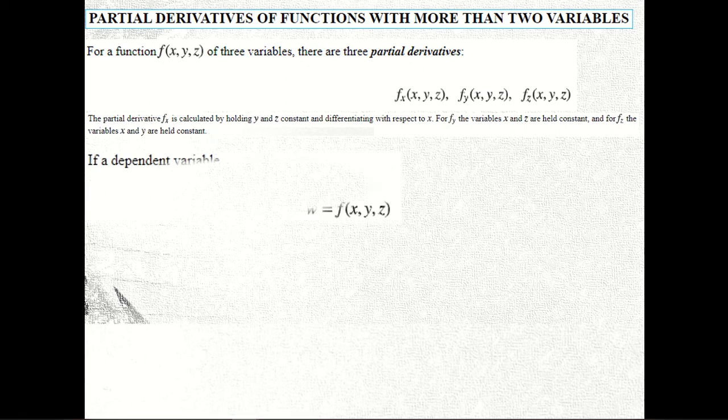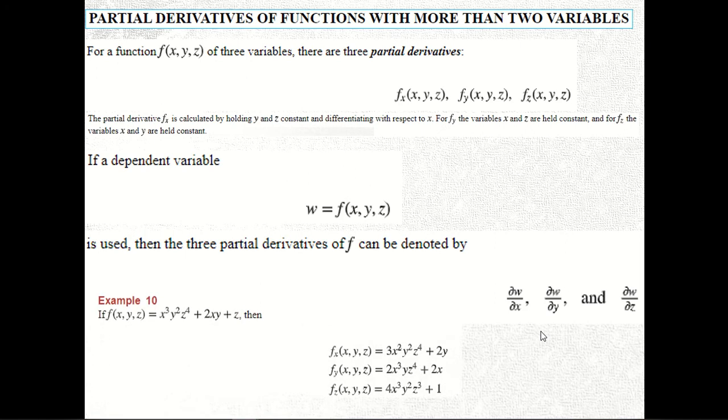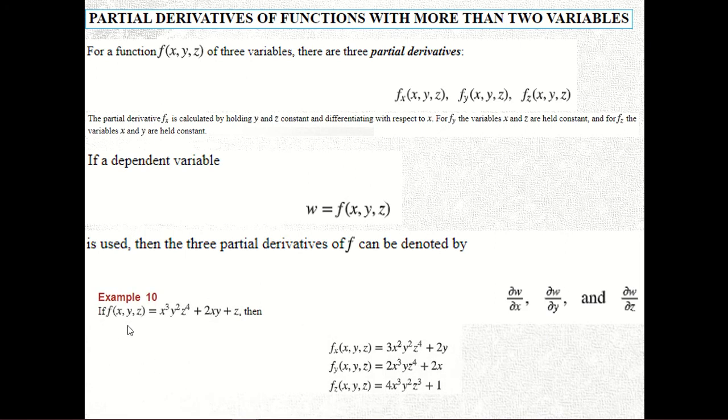All right. If a dependent variable is given by the expression w equal to a function of x, y, z, then the three partial derivatives of the given function f can be denoted by this: partial derivative of w with respect to x, partial derivative of w with respect to y, and partial derivative of w with respect to z.